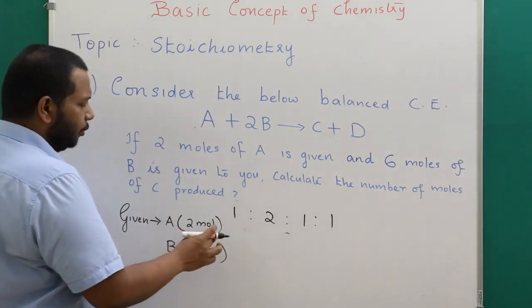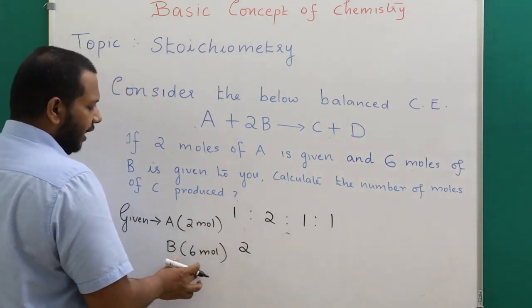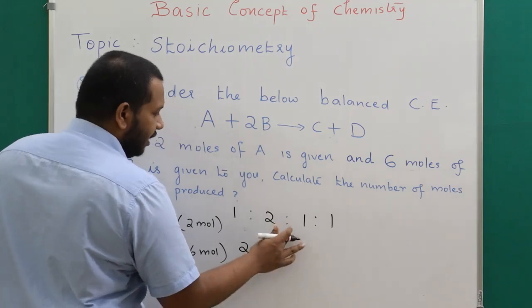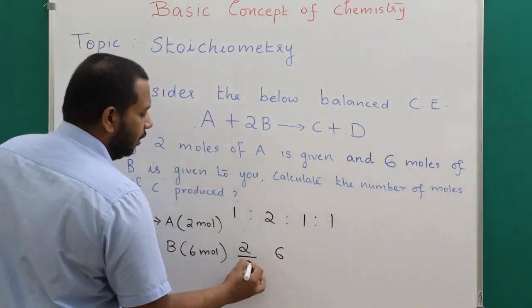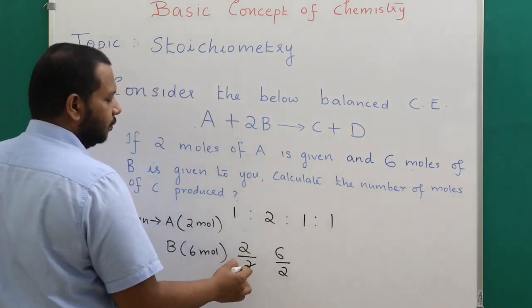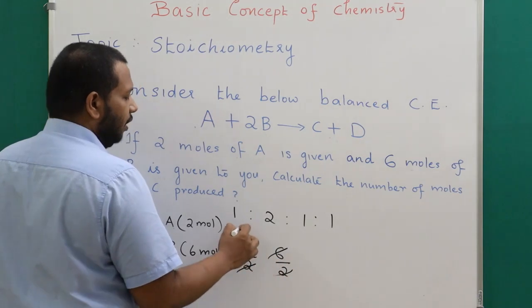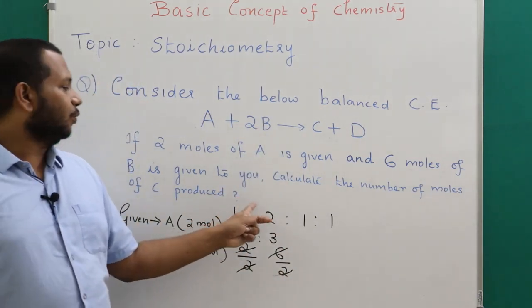How do you do that? Take the given mole of A, you know that is 2. Take the given mole of B, that is 6, and convert this into the simplest whole number. How? Divide by 2, take the smallest number out of these and divide both numbers. So this becomes 1:3. It is not 1:2.